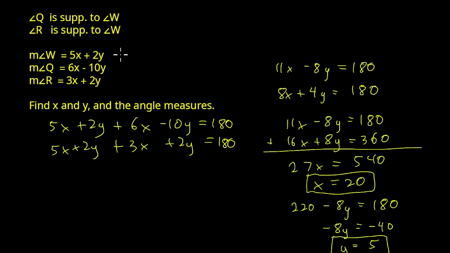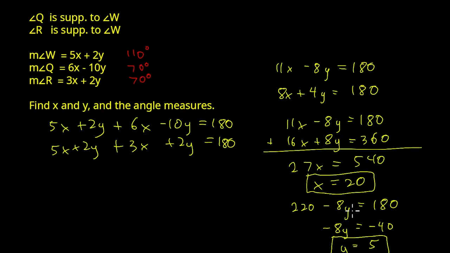So now as a check in red, we're going to put these back in. 20 times 5 is 100 plus 5 times 2, so that is 110. So now here, 20 times 6 is 120. 5 times 10 is 50. 120 minus 50 is 70. And then down here, 20 times 3 is 60. 5 times 2 is 10. 60 plus 10 is 70 again. And we have our check.